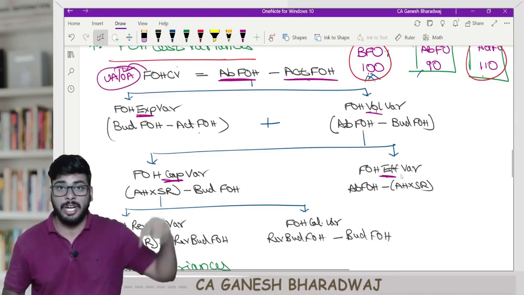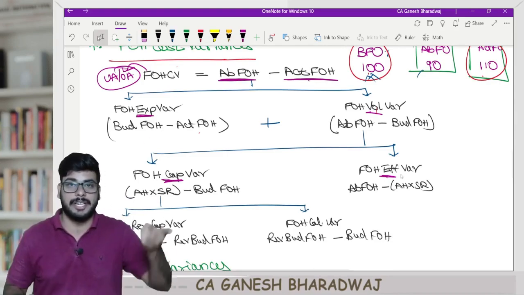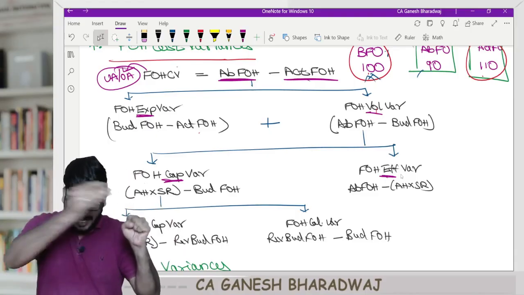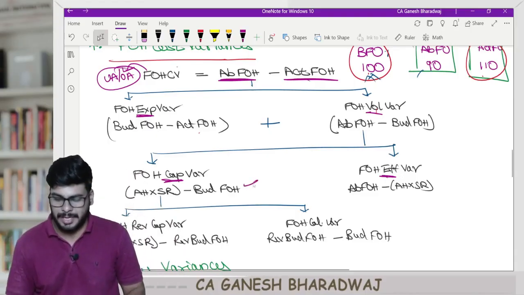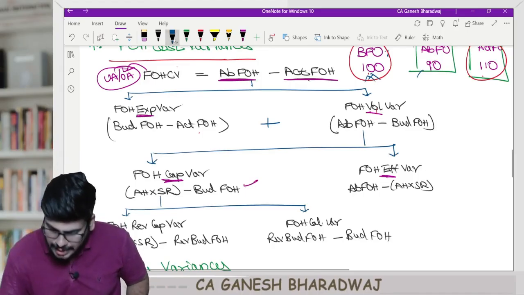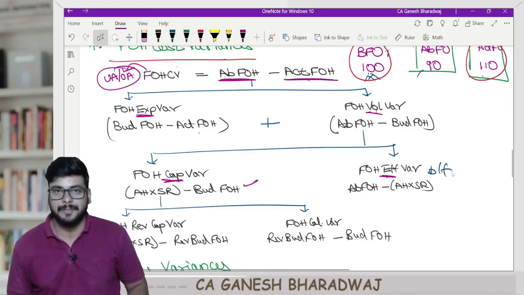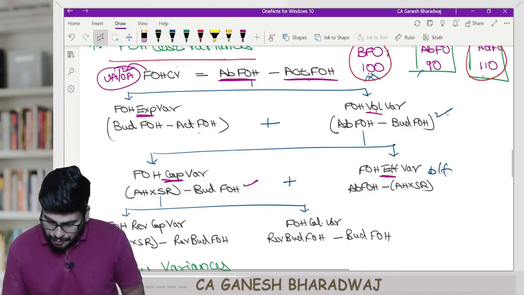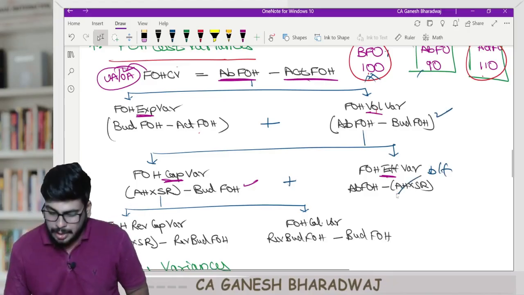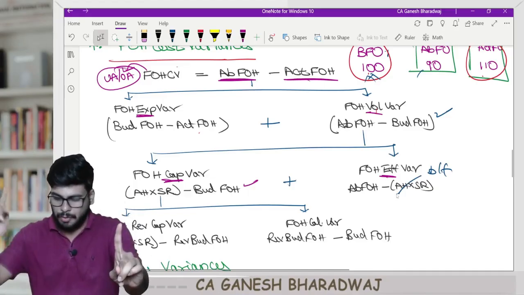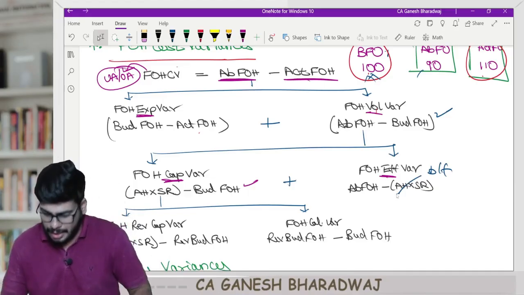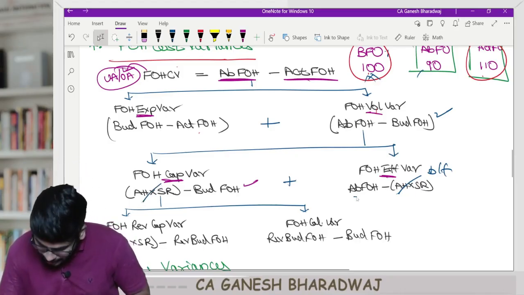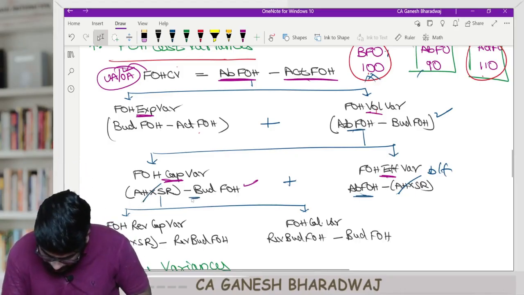Capacity variance is what? Actual hours into standard rate. So for the actual hours, if you multiply the standard rate, what is the figure that you will get? Compare that with budgeted fixed overheads, right? Once again, efficiency variance is the balancing figure. If you add these two, you should get the daddy, the top figure. So here the formula is absorbed fixed overheads minus AH into SR. So AH into SR and AH into SR get cancelled. If you add up these two, you will get absorbed fixed overheads minus budgeted fixed overheads.